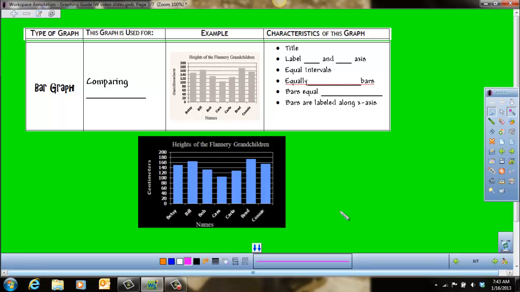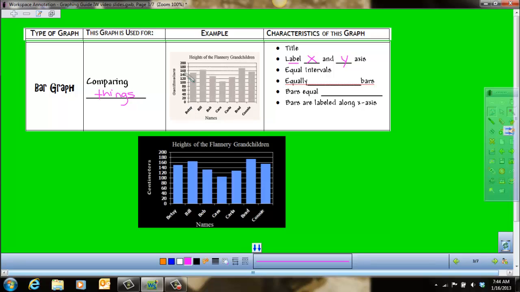The next graph we're going to look at is a bar graph, and you want to use a bar graph when you are comparing things. First of all, let's look at characteristics of the graph. You always want to have a title. So in this example, it's the heights of the Flannery grandchildren. Always have a title. You always need to label the x and the y axes.